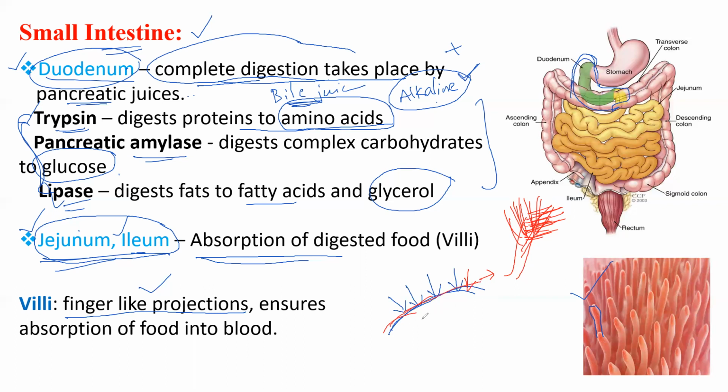The membrane of these villi is very thin to facilitate more absorption. If the membrane is very thick, absorption is not possible. That's why the epithelial tissue is very thin. This is about the villi. Villi are finger-like projections which ensure absorption of food into the blood. They are surrounded by a number of blood vessels which enhance the transportation of food.